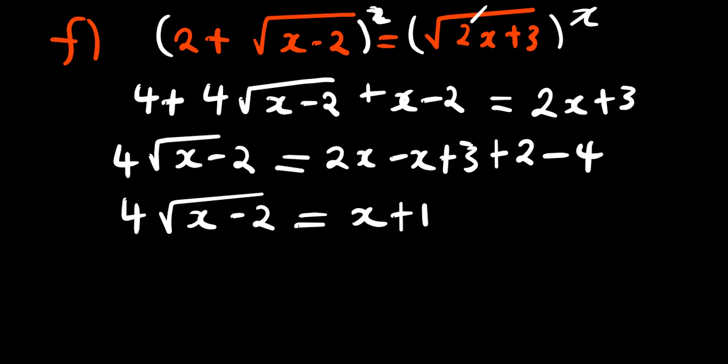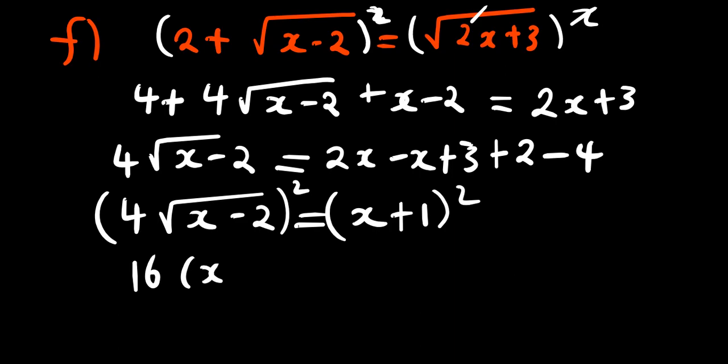So what are you going to do? You're going to again square on both sides. So when you square 4, 4 squared is 16. Then this expression squared, you're just going to remain with x minus 2 because the square and root will cancel. On the other side, you have x squared plus 2x plus 1.